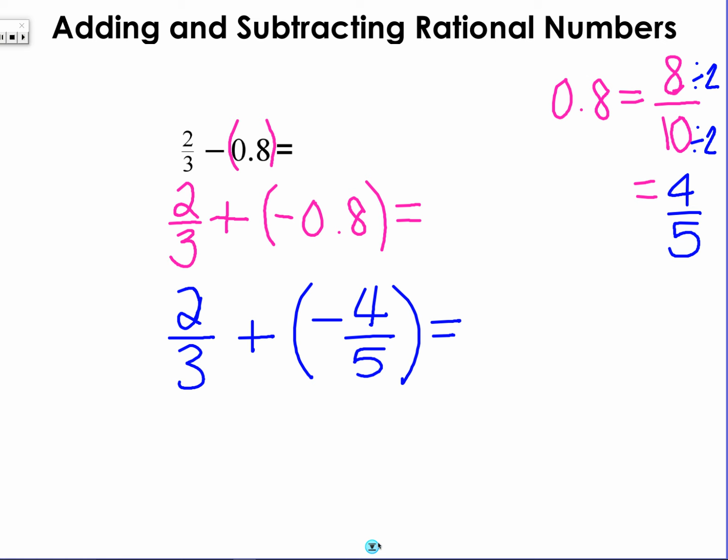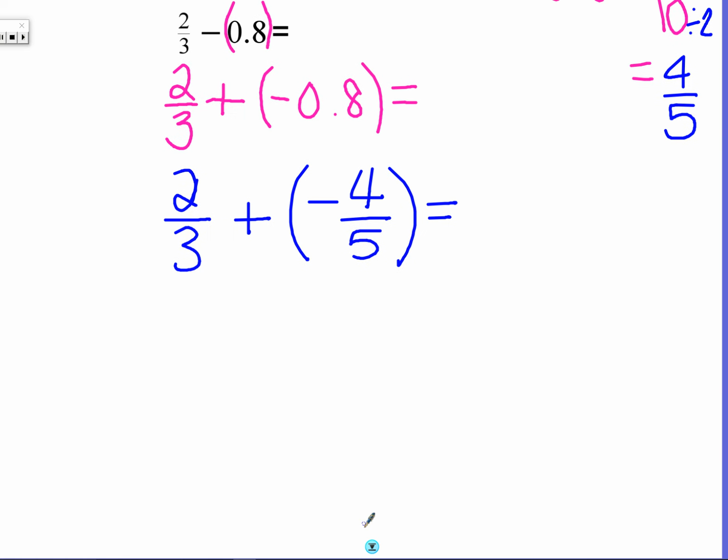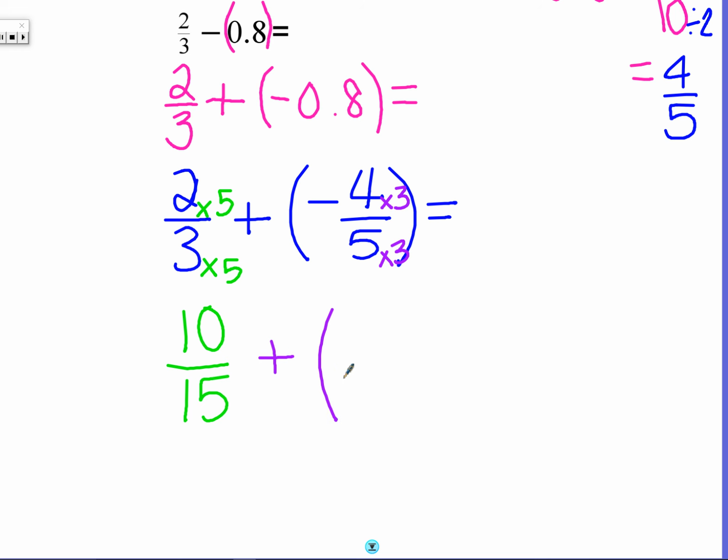And in this case, I need to do my common denominator strategy to add those fractions together. So for my common denominator, I would multiply my first fraction by 5/5, which is the same as multiplying numerator and denominator by 5. So I get 10/15. And then my second fraction, I need to multiply my denominator by 3 and my numerator by 3. And I end up with plus negative 12/15.